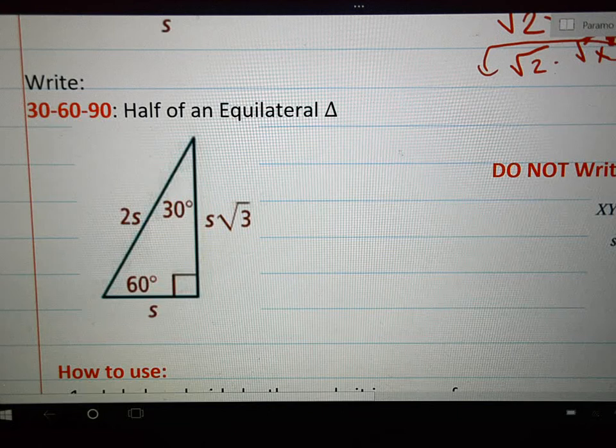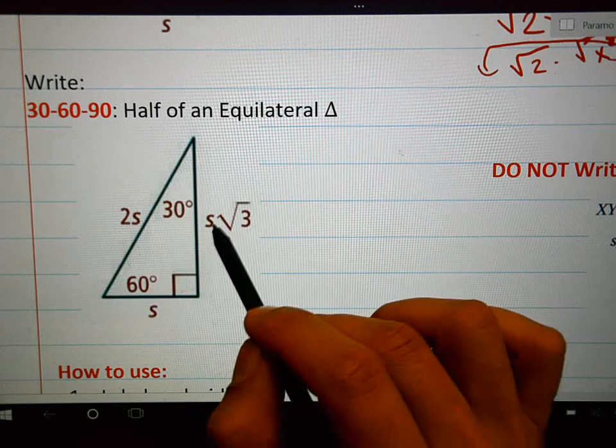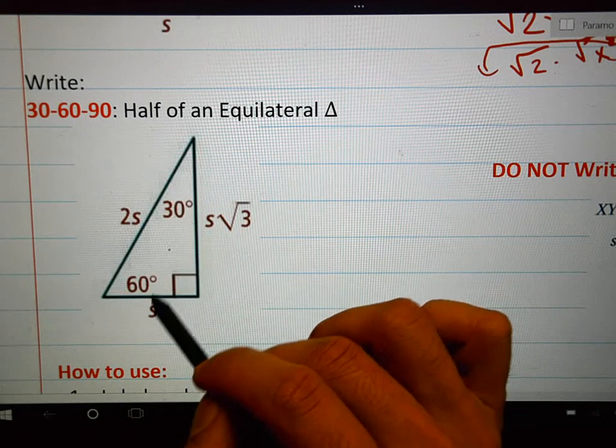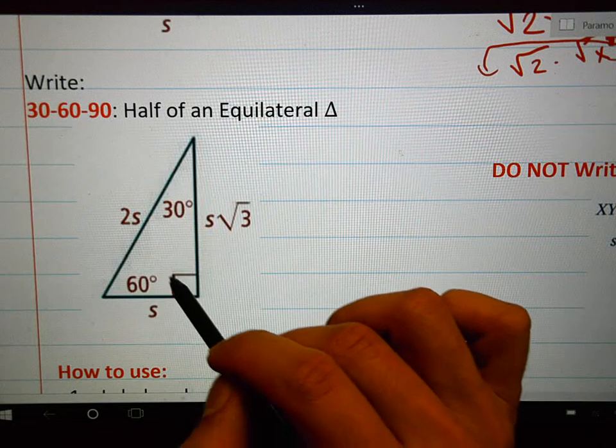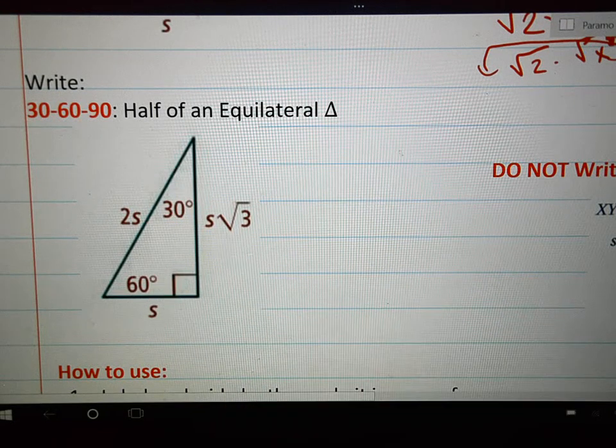Over here on the 30, 60, 90 degree triangle, the way I remember this is that there are three angles that are different. That's why it's s root 3. Across from the 30 is the s. Across from the 90 is the 2s. And across from the 60 is the s root 3.